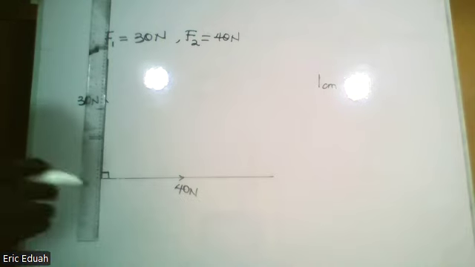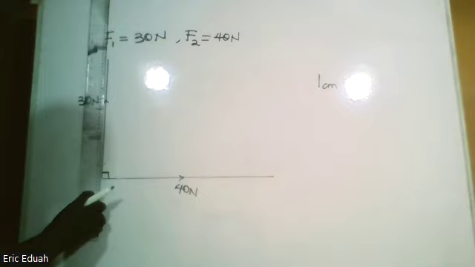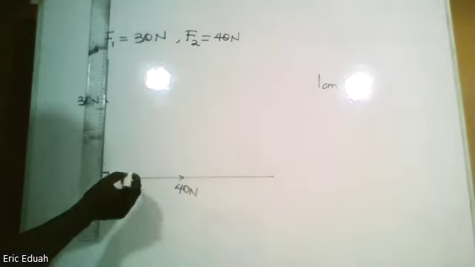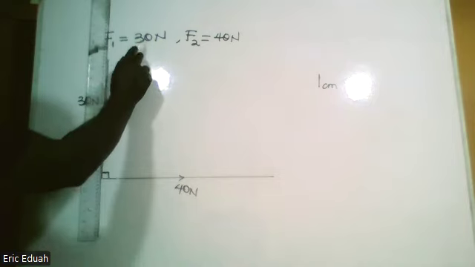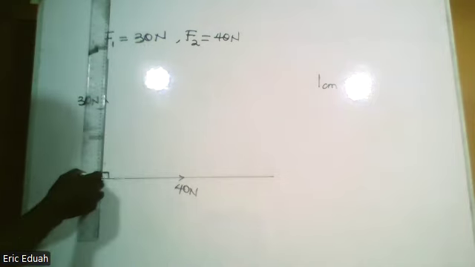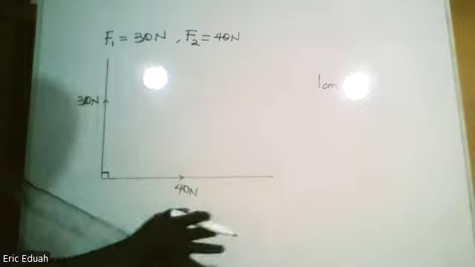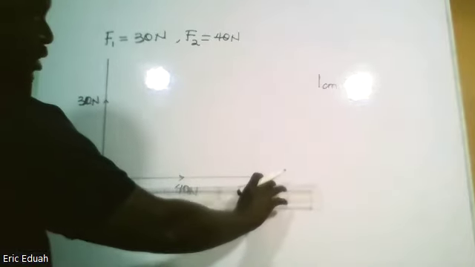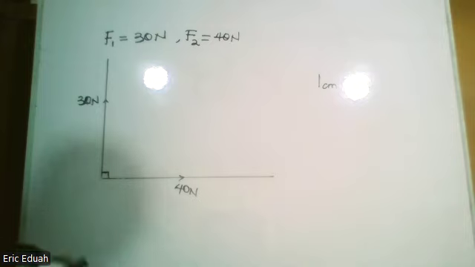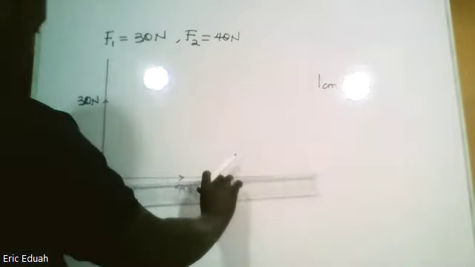All that you have to do, let me give you the clue, is that 1 centimeter is to 5 Newton. So for 30, you need to measure 6 centimeter. For 40, you need to measure, okay, for 40, how many centimeters will you measure? If 1 centimeter is to 5 Newton, how many centimeters will you measure? Quick one. 8 centimeters. Good.